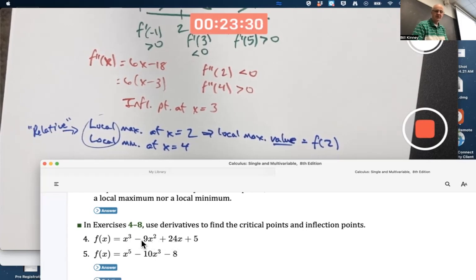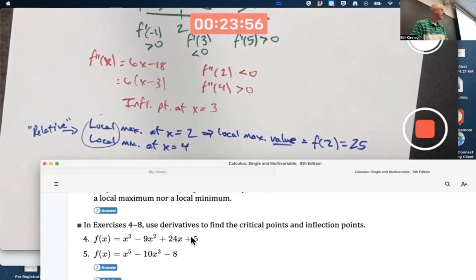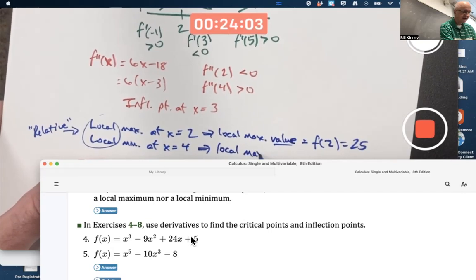Plug in x equals 2. Do that with me in your head here. 2 cubed is 8. 2 squared is 4 times 9 is 36. 8 minus 36 is negative 28. But then 24 times 2 is 48. Negative 28 plus 48 is 20. Plus 5 is 25. It looks like the local max value, if I didn't make a mistake there, is 25. Is that right? Okay.